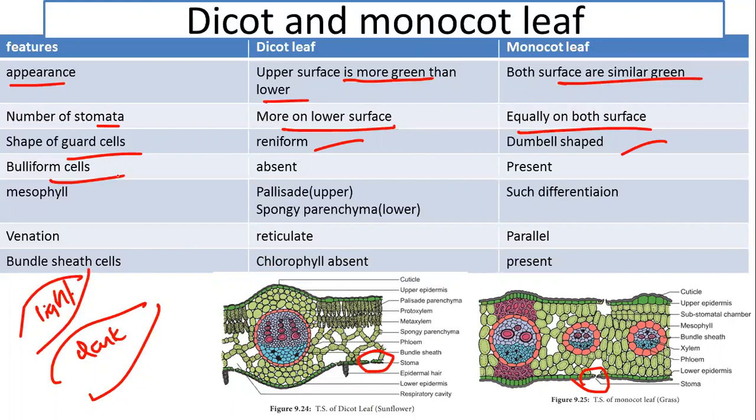Next one is bulliform cells. Here the bulliform cells are absent, whereas here they are present.